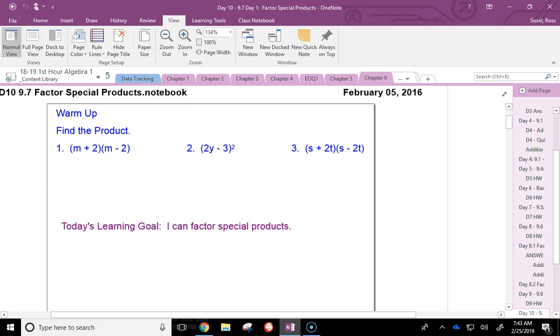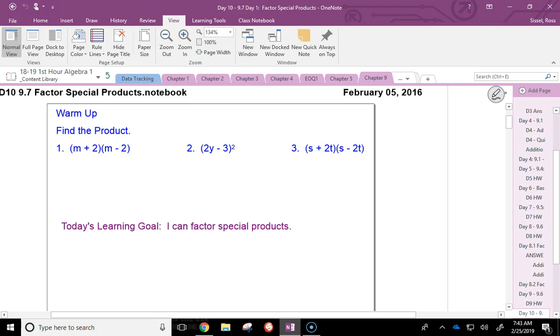Find the product. Now, these three are special. We're going to talk about these, but remember, they're special. I still want you to learn how they're special so you can do it easier. But if you're ever confused, don't think that because it's special you have to do it this way. You can always factor it all the way out.